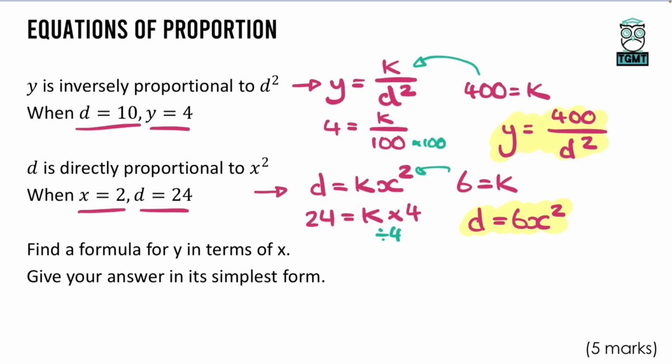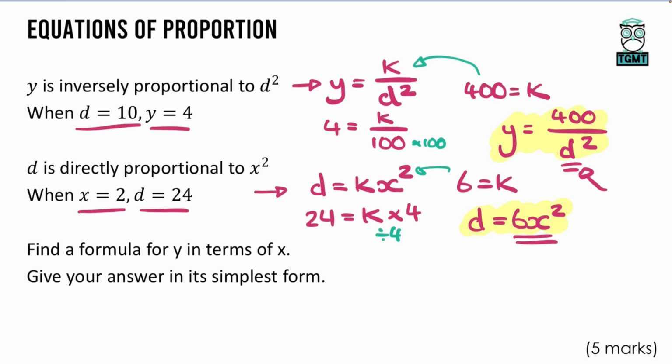It now says find a formula for y in terms of x and give it in its simplest form. Now we do have a formula for y, it's up here, but at the moment it's in terms of d. It says y equals 400 over d squared. To stop that from happening, we can replace the d there with what we have found out it is equal to, and it's equal to 6x squared.